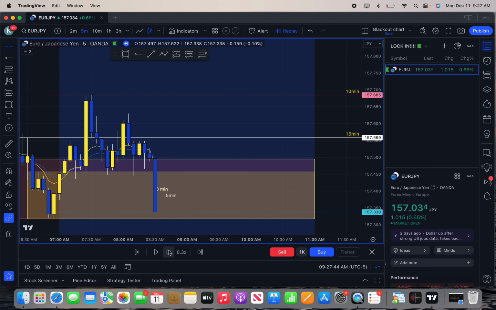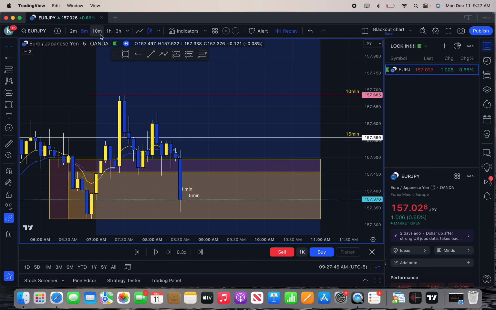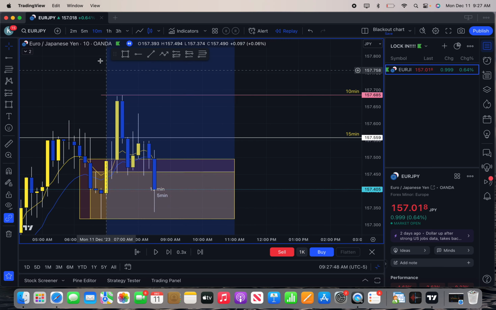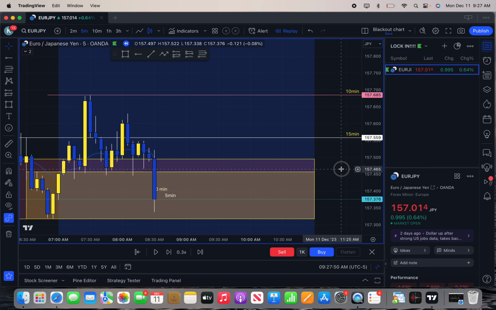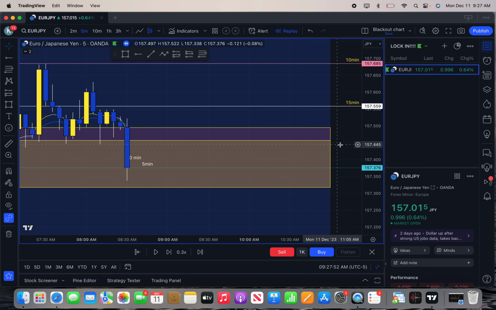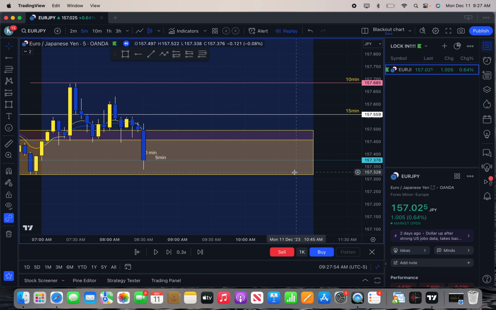So no. Boom. Nice push to the downside. We're going to check the 10 minute. We haven't got any confirmations here, but now it's deep in the 5 minute. So now I'm just focused on 5 minute opportunity if it makes itself available.